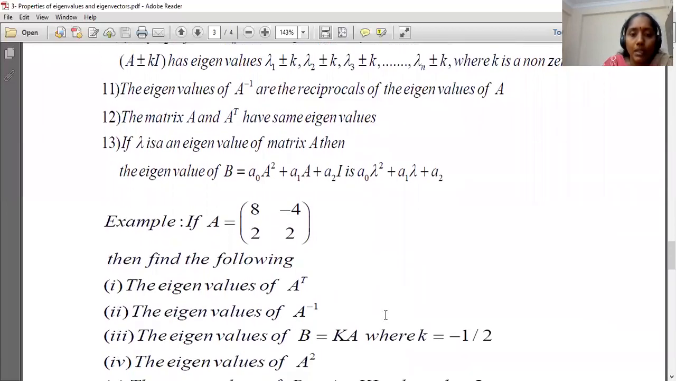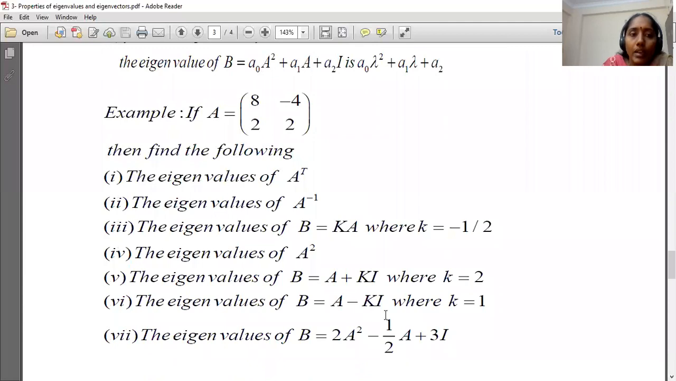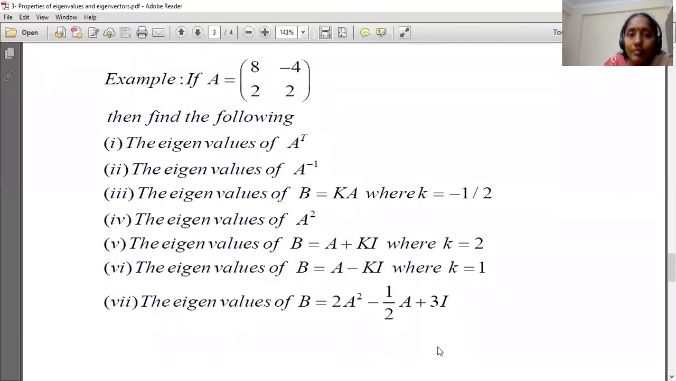Now we go through an example. Here A is [8 -4; 2 2]. Then find the following, so here we are applying all the properties we discussed now. The eigenvalues of A transpose, A inverse, B which is defined as kA, which is minus 1 by 2 A, then A square, and B defined as A plus kI, that is A plus 2I, and the eigenvalues of A minus I. Eigenvalues of B equal to A square minus 1 by 2 A plus 3I. Now we discuss all these points.